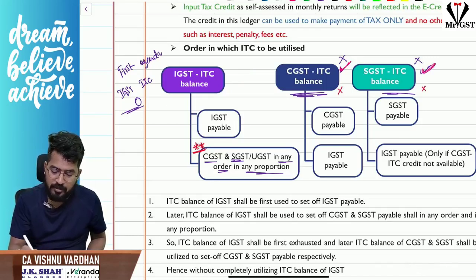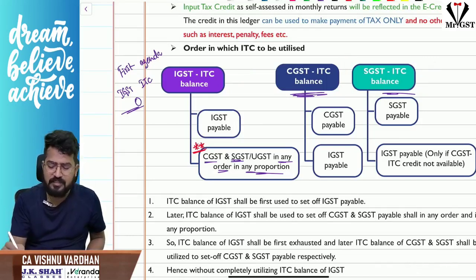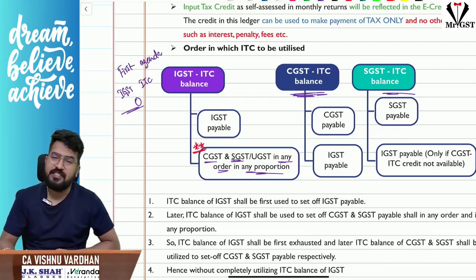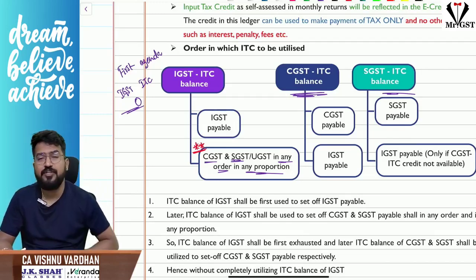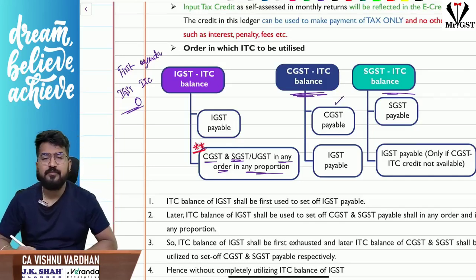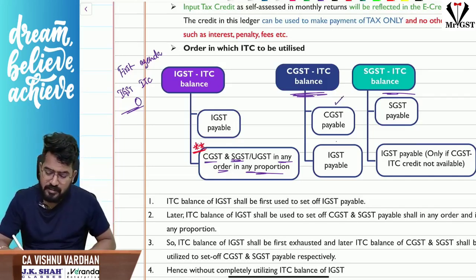Right. Now coming to the point. Sir, IGST ITC balance, we made it 0. Imagine that. Then what can we do? We can start using the CGST ITC balance. CGST ITC balance you can use for CGST payable first. Till any balance is there, IGST payable. Till any balance is there, then carry forward.